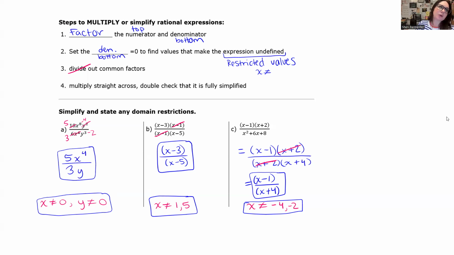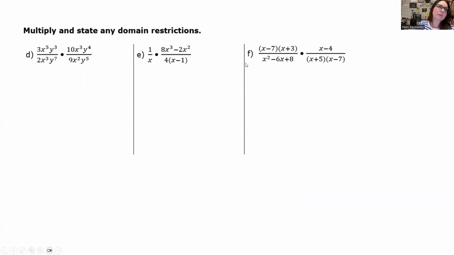Okay, let's move on. Let's do some more. The next few problems are going to solve the same. The first thing that you have to do with any of these problems in the rest of the unit, you have to make sure that everything is factored. These don't factor, but looking at these, we do have some factoring that we need to do first. So let's just go ahead and work D, and then we will factor these and we will simplify them.